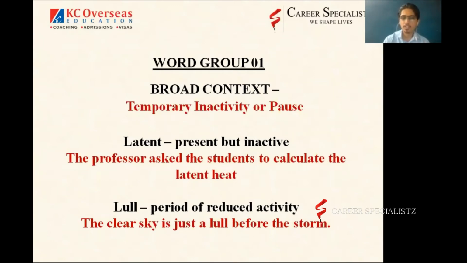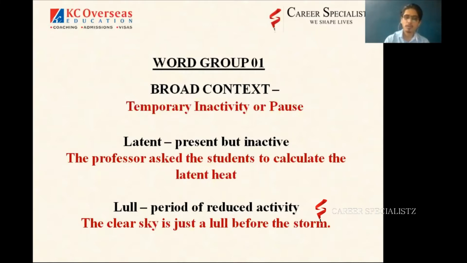The next word in the broad context is latent. You might have come across this word in terms of latent heat, which you all have to calculate. Latent in simple terms means present but inactive. How can you actually remember this word for a longer time? You can break this word again into two different words: lay, tent. Whenever someone lays inside the tent, they are present in the tent, but they are inactive and they are also hidden from the outside world. The sentence for this particular word can be, the professor asked the students to calculate the latent heat.